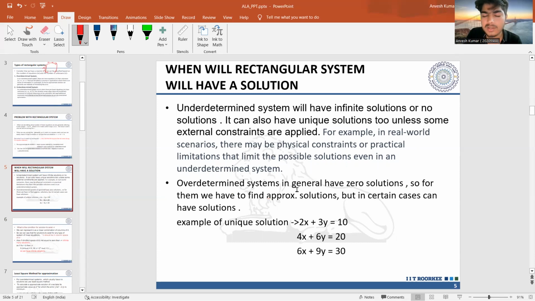For overdetermined systems, we generally have zero solutions. So for finding their solution, we have to find approximate solutions. But in certain cases, of course, you can think of some situations in which they have solutions. For example, 2x plus 3y equal to 10, 4x plus 6y equal to 20, and we can see the third equation is a linear combination of these two. So basically, this can be seen as two equations, two variables, because the third equation doesn't add any value.